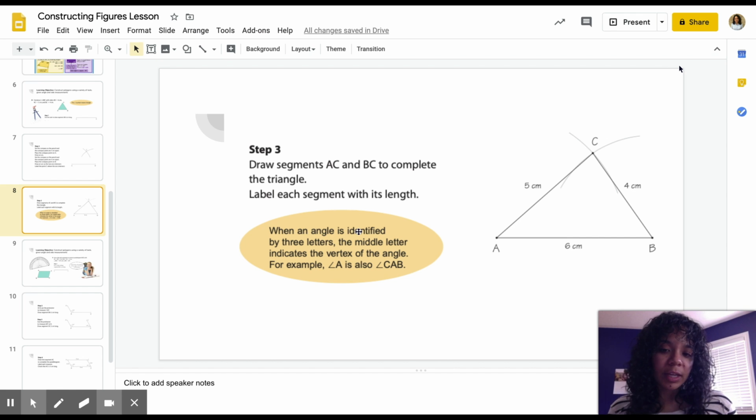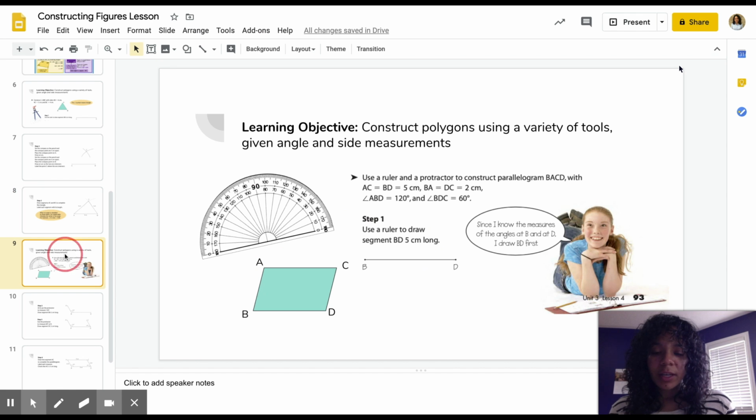Another important thing to note is when an angle is identified by 3 letters, the middle letter indicates the vertex of the angle. So for example, angle A, this is angle A, is also called angle CAB, and A is in the middle. Okay? Now we're going to go on and we're going to construct a parallelogram.